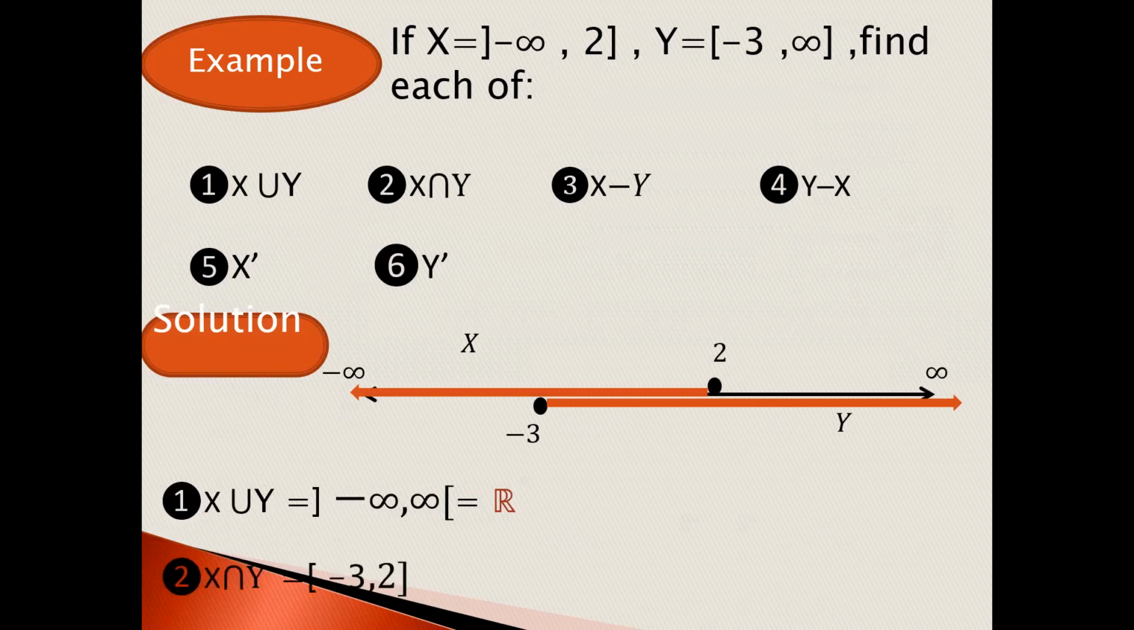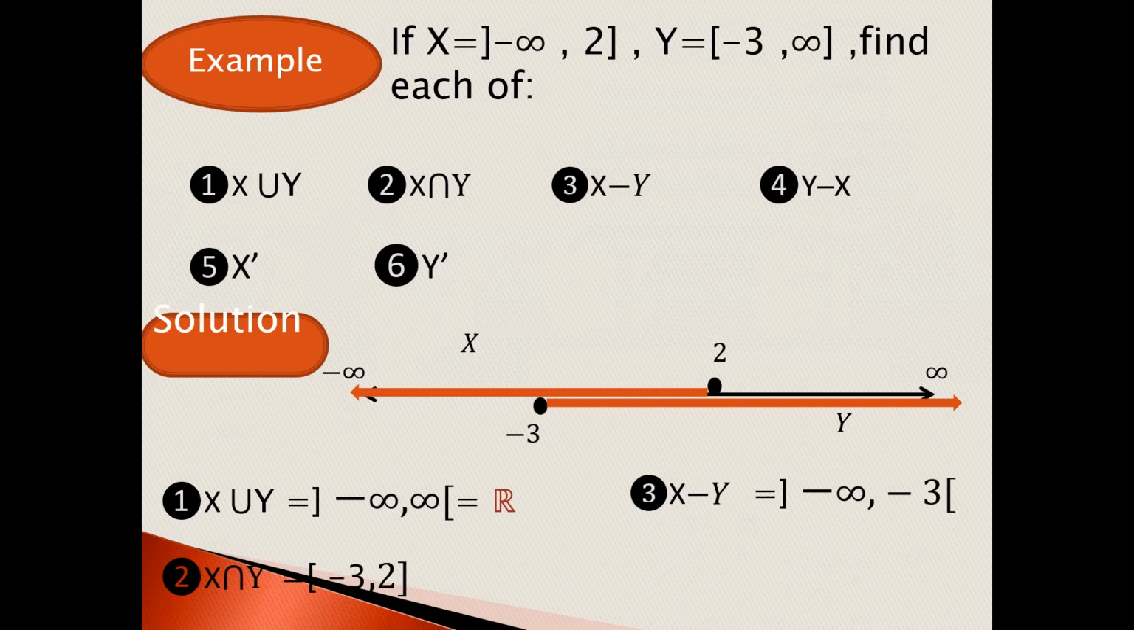So I want X intersection Y. This means the common numbers between X and Y. It will be -3 and 2, because -3 is included in X and Y, and 2 is included in X and Y, and the numbers between -3 and 2 are included in X and Y. So X intersection Y equals -3 and 2. -3 will be closed, 2 will be closed. So the answer is -3 and 2 closed.